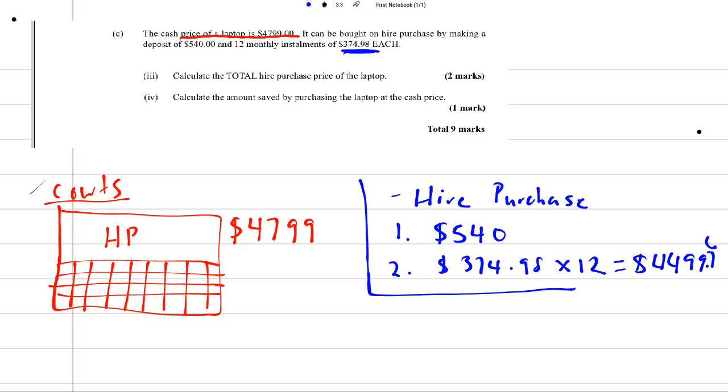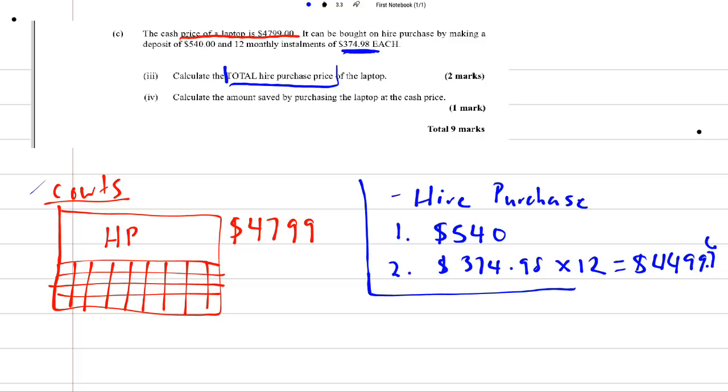So this way you can walk out with the laptop: give them the $540, and then every month out of your pay, you pay them this money. Question one asks you to calculate the total hire purchase price.